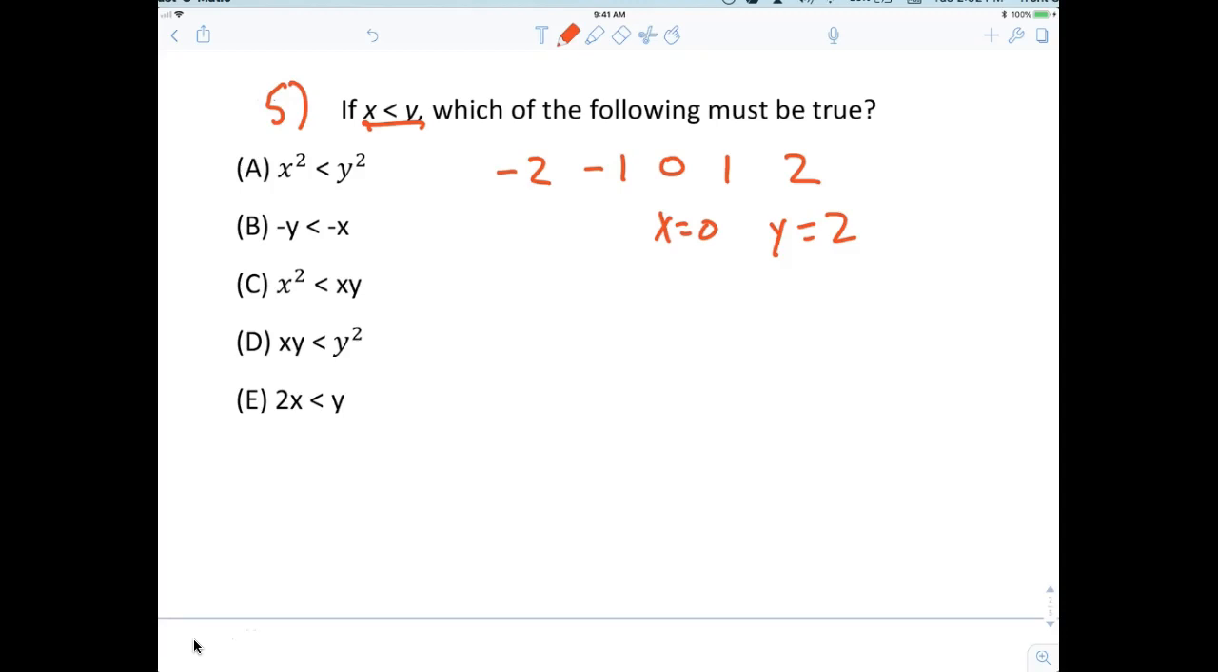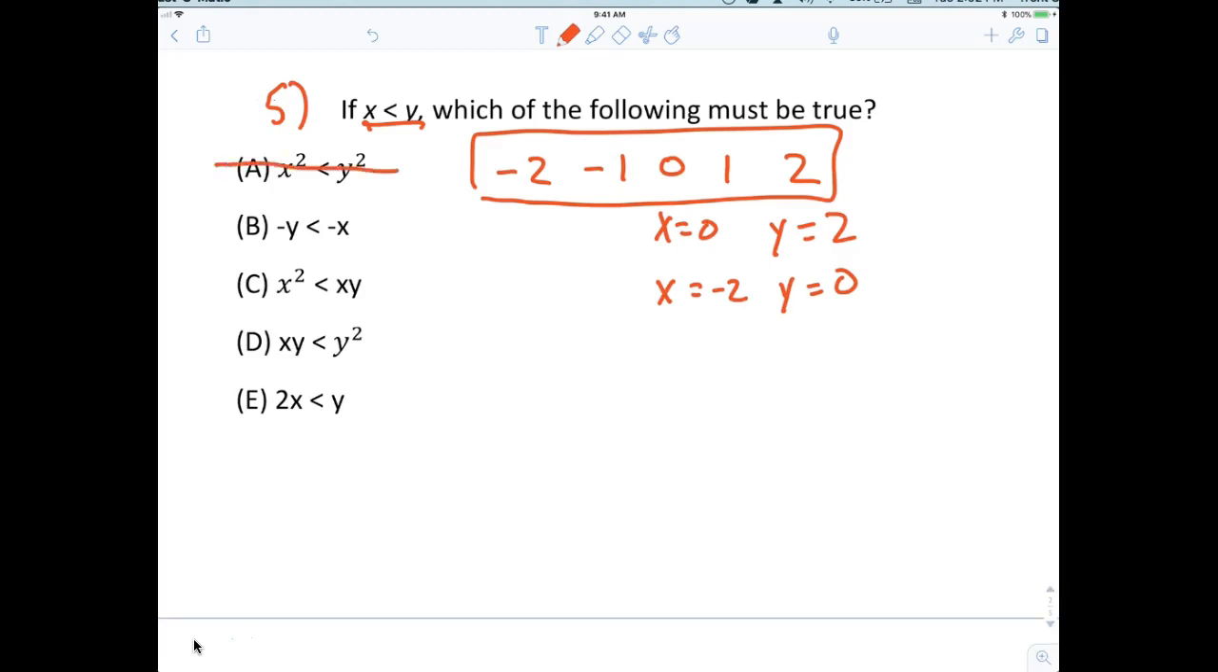Yes. Now, what if I let x be -2 and y be 0? Is that true anymore? No. Does everybody see what I'm saying? Now, just by writing this information down so I can look at all the possibilities, that's very helpful. Does everybody agree with that? So does everybody see how we can easily eliminate A now? Is that correct? Right? All right.